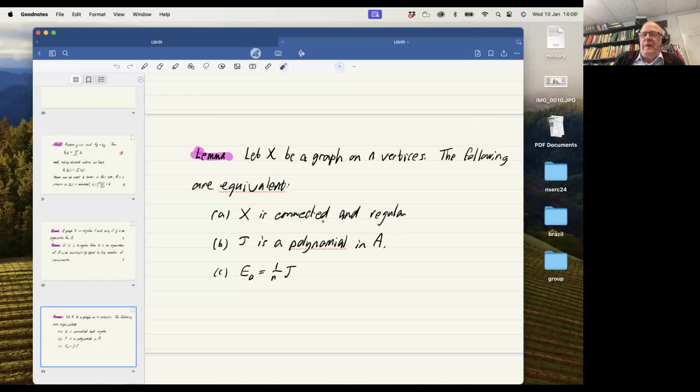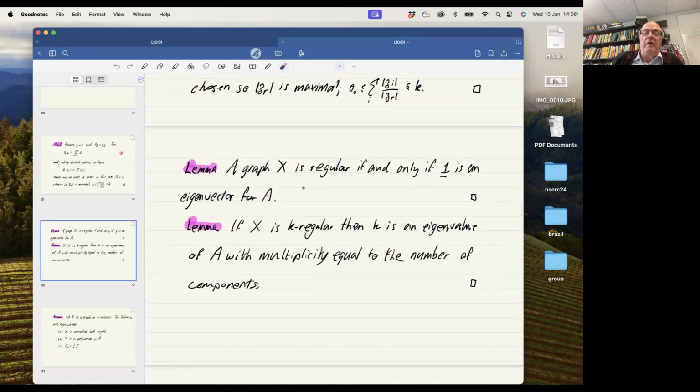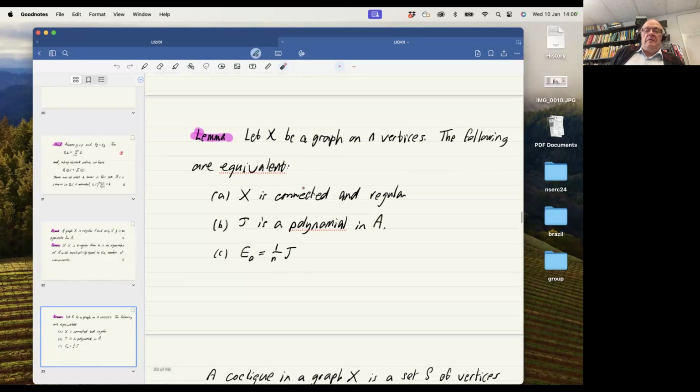Okay, well, the only unit vector spanning the eigenspace to play with is 1 over the square root of n times your 1 vector. And so that tells you that if the graph's connected and regular, then E0 is equal to 1 on n times J. And we know that the spectral idempotents are polynomials in A, so we get this. Now, if J is a polynomial in A, it commutes with A, and that follows from the statement that the graph is connected and regular.